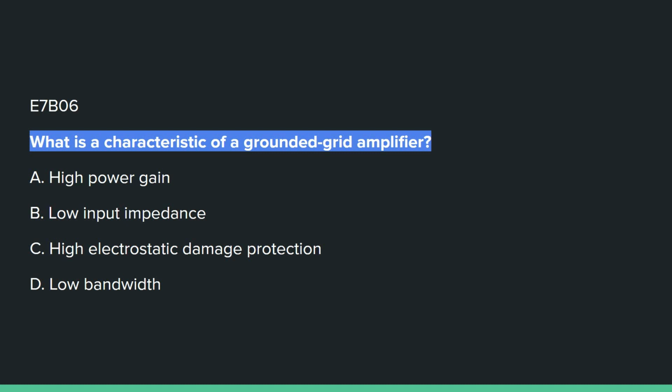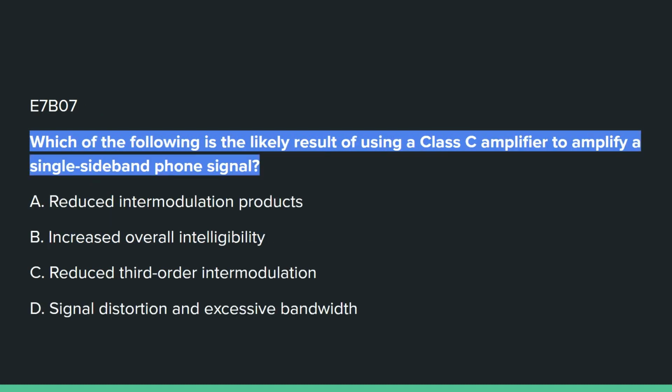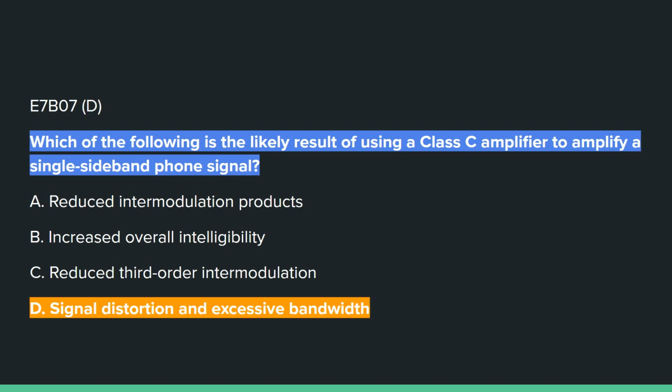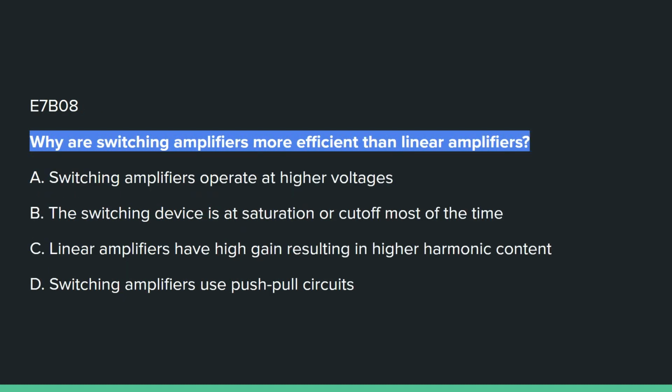E7B06, what is a characteristic of a grounded grid amplifier? B, low input impedance. E7B07, which of the following is likely to result from using a Class C amplifier to amplify a single sideband phone signal? D, signal distortion and excessive bandwidth.